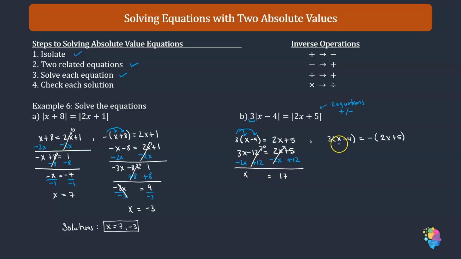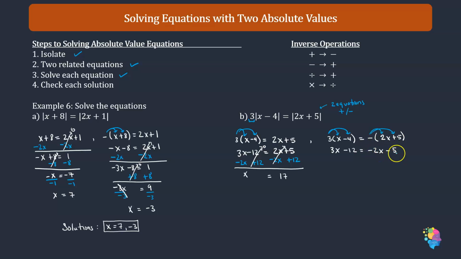Let's try it again with the second equation. On the left side, we have to distribute the 3. Don't forget that on the right side, we have to distribute that negative. Okay, so 3 times x will be 3x. 3 times negative 4 is negative 12. And the negative is just going to change the signs of 2x and 5.